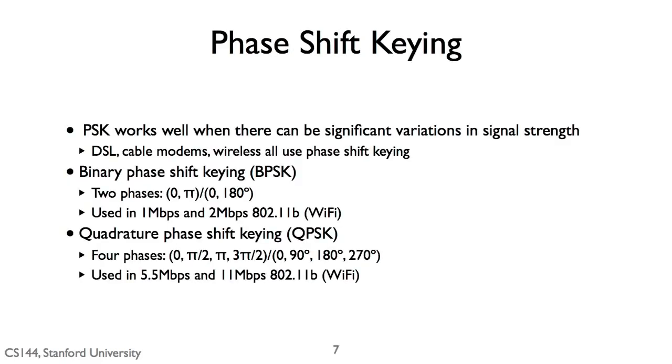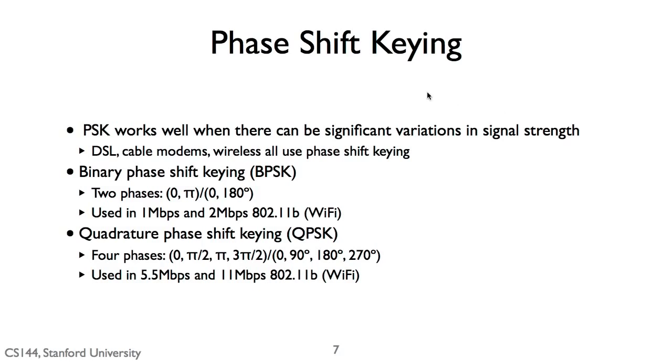So phase shift keying is really useful when your medium is such that you can have significant variations in signal strength. With amplitude shift keying, you need to be able to figure out what all the different amplitudes are. So when the attenuation or the signal strength is stable, like in a wire, that's great. But in wireless situations, for example, amplitude is a bit harder. Phase can be easier.